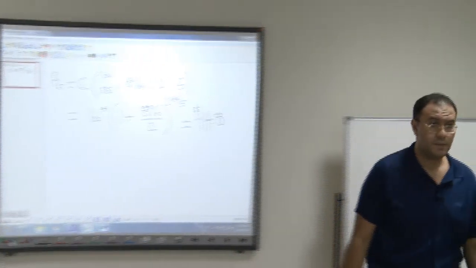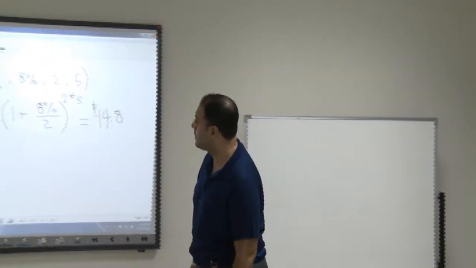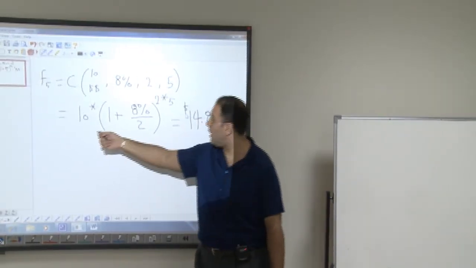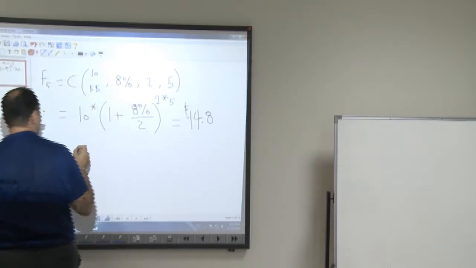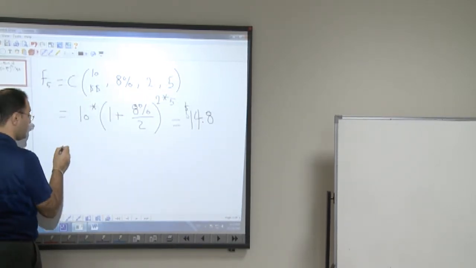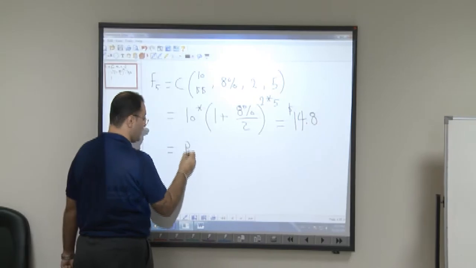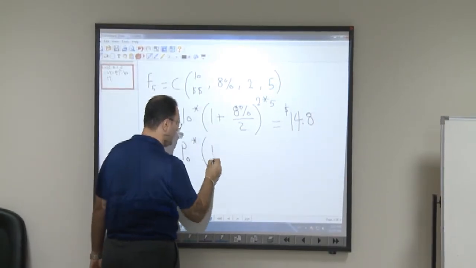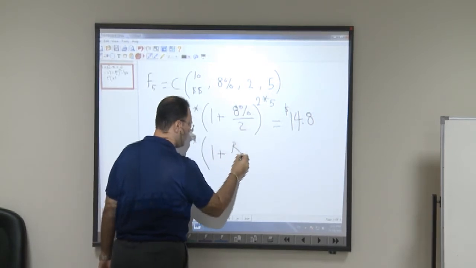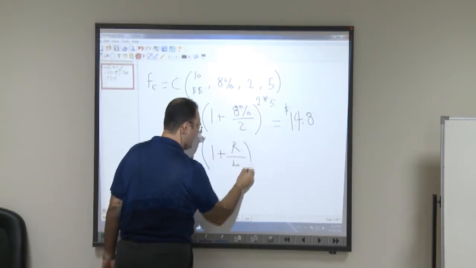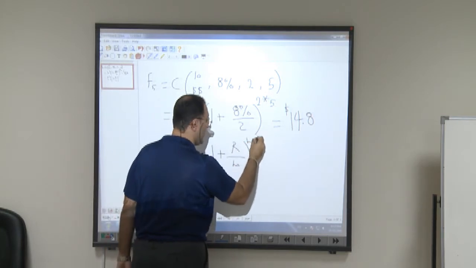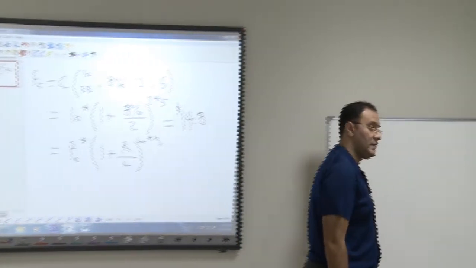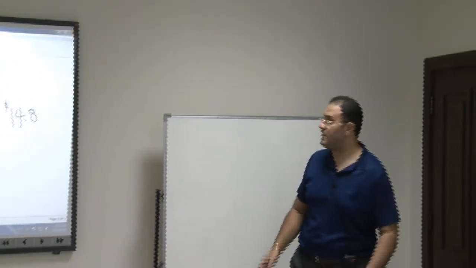Excuse me, is that the formula for compounding? Exactly, it is. It is the single sum, P0, times 1 plus R over M, to the power of M times N. You got it? All right. I hope this makes sense.